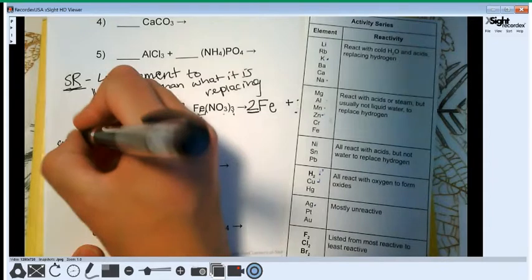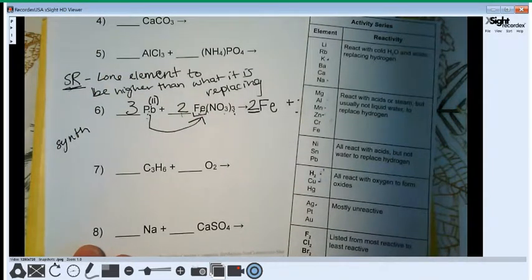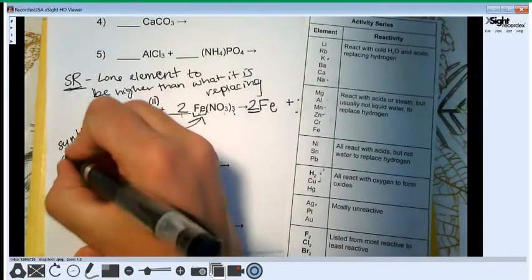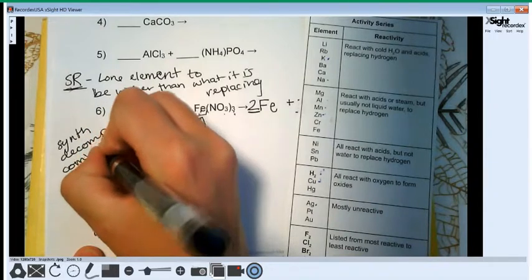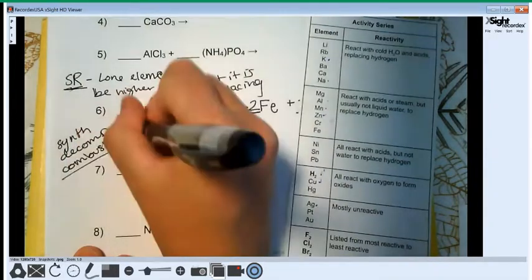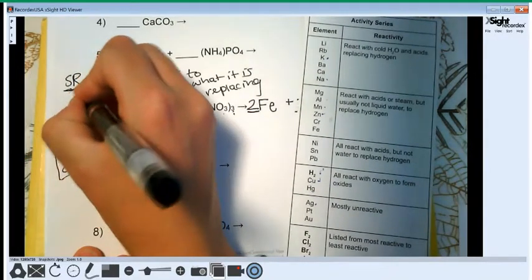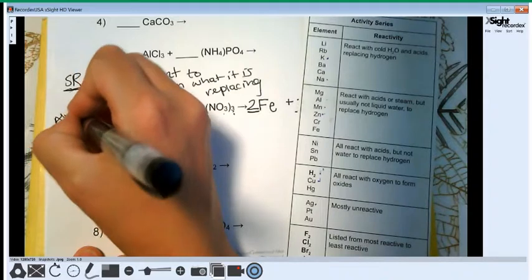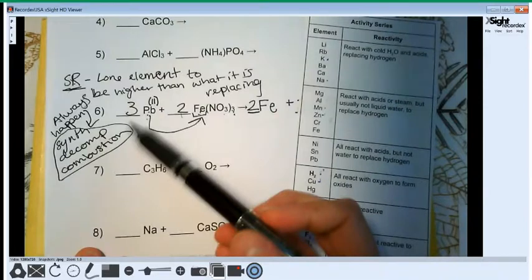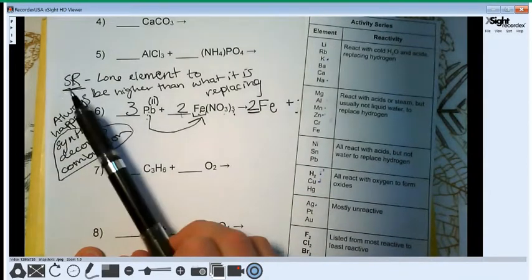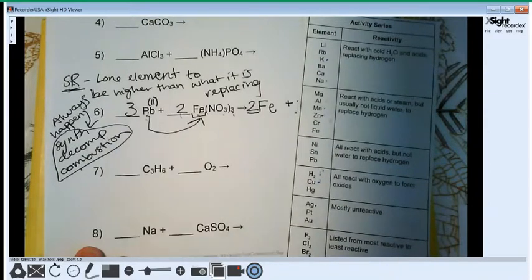Synthesis, decomposition, and combustion, they will always occur. So you can assume that they will always happen. If it's just a simple synthesis or decomposition problem, that would always happen. Yes, so single and double replacement reactions have those specific requirements for them to happen, but synthesis, decomposition, and combustion will always happen. That's correct.